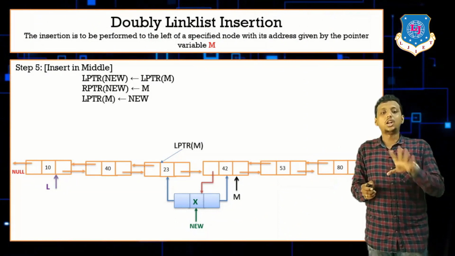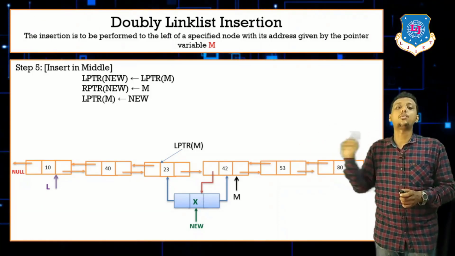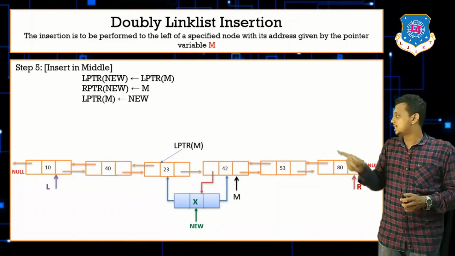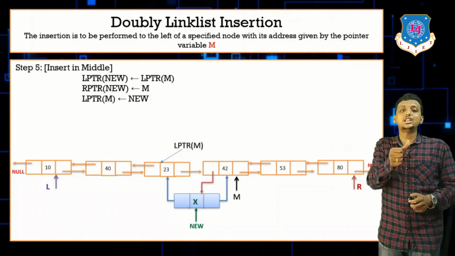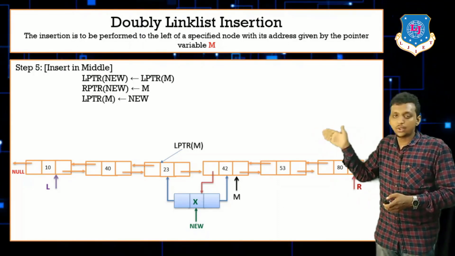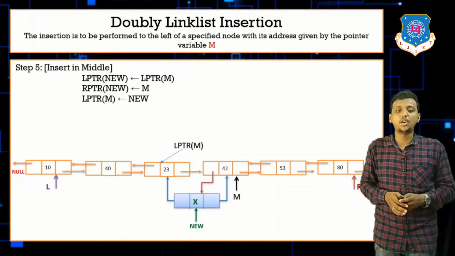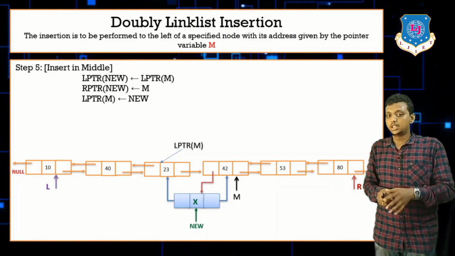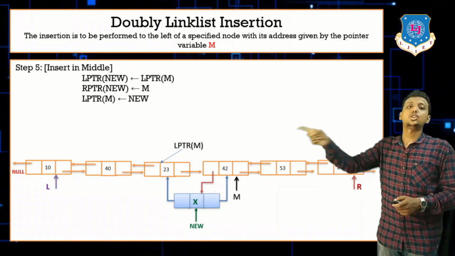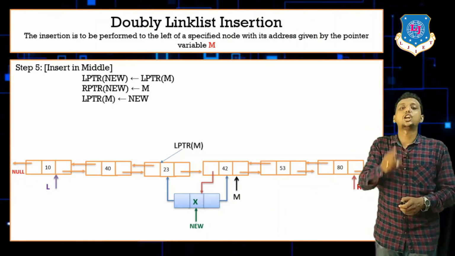Now tell me, what is the name of 23 now? Because we have already removed the left link of M. I did it intentionally because you need to be aware of this. If you remove the left link first, then there is no name for LPTR of M, because after connecting, LPTR of M becomes new. There is no existence of 23 over here. But wait a minute. See, the LPTR of new is connected to 23. That means the name of 23 is LPTR of new.